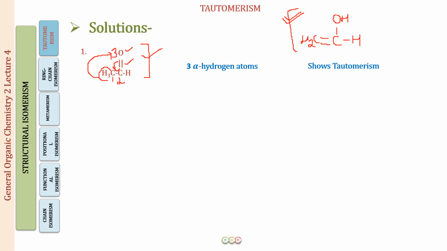Okay, so what do we do? We need an oxygen. This structure has an oxygen. We need a double bond. This structure has a double bond.